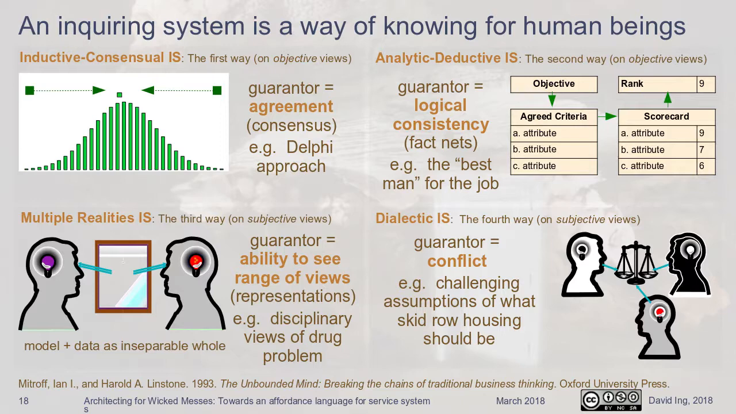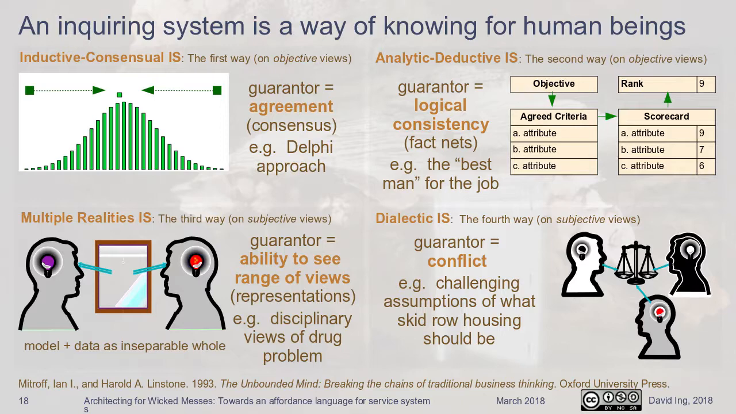The third way is a multiple realities inquiry system, which is representations. When you get into this, both of the first two are objective ways of knowing. For the inductive consensual inquiry system, the first way, you can actually take a poll or do statistics, you can do the math and figure out the objective answer. And you can do that also with a scorecard in the analytic inductive.